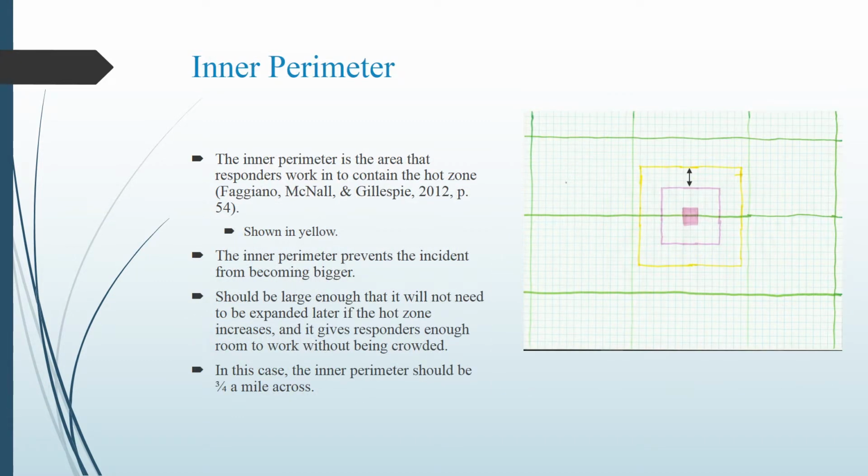The inner perimeter is the area that responders work in to contain the hot zone. Here it's shown with the yellow border. The inner perimeter prevents the incident from becoming bigger. It should be large enough that it will not need to be expanded later if the hot zone increases, and it gives responders enough room to work in without being crowded. In this case, the inner perimeter should be 3/4 of a mile across.